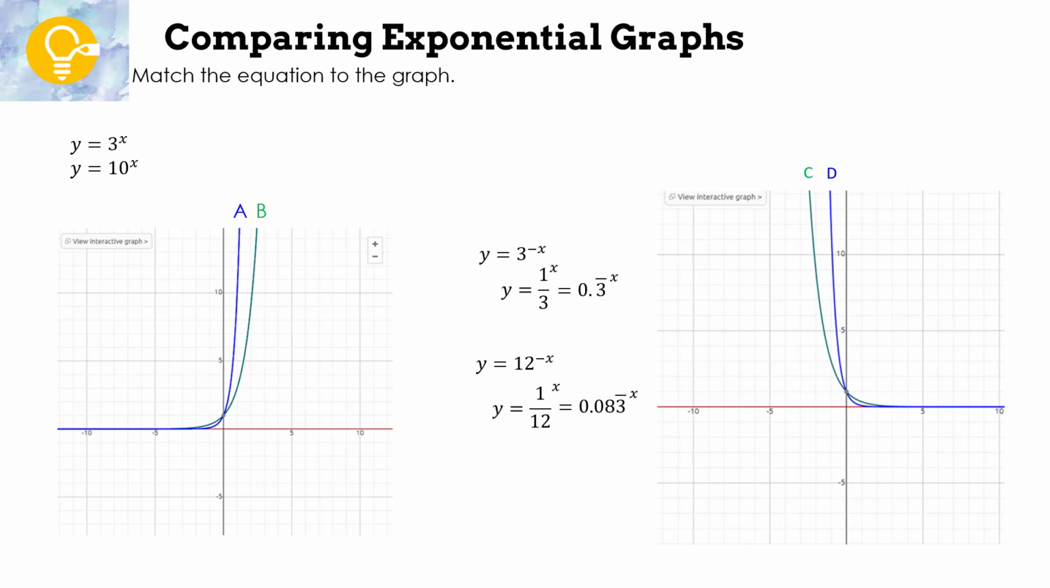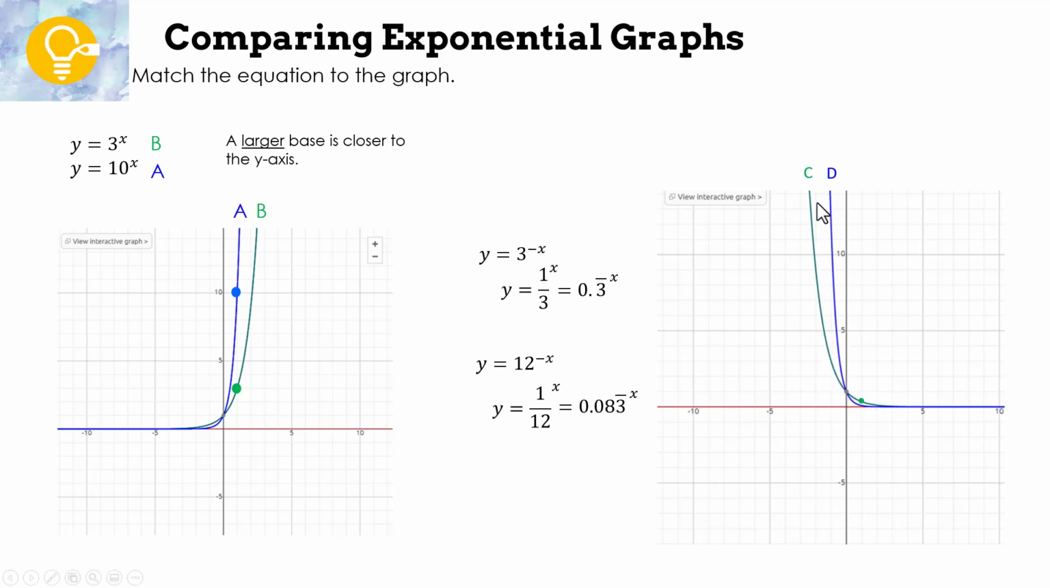y equals 12 to the negative x means y equals 1/12 to the x, which is the same as 0.083 bar to the x. Now that means, once again, 0.0833333. When I look at y equals 0.3 bar to the x, I know that my ordered pair on the graph is going to be 1, 0.3. So I put my ordered pair right here.